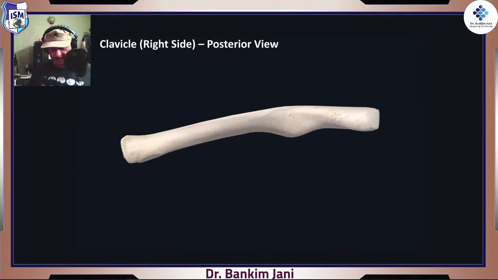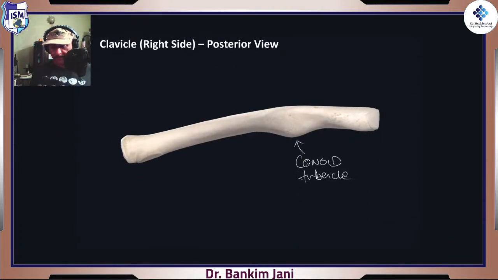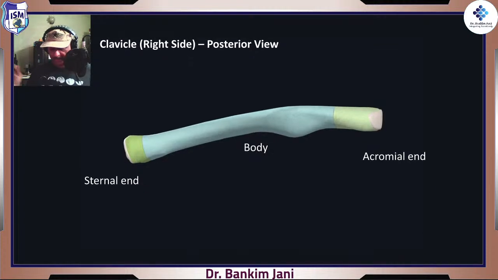Let's see further. Now we are watching the posterior view, right? Watch, this is now the posterior view. This conoid tubercle is also giving us the idea, right? You see, over here, the conoid tubercle is laterally situated. So when we are watching from the posterior aspect, this is lateral. This is medial. This is rounded and this is quite flat.